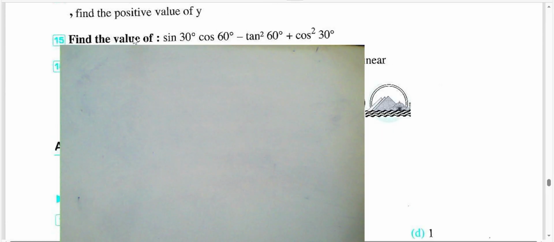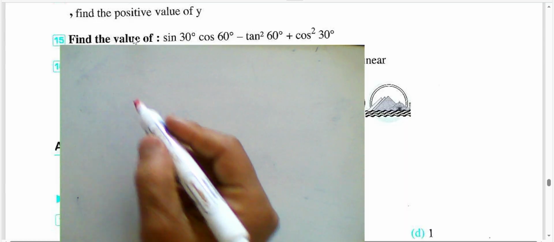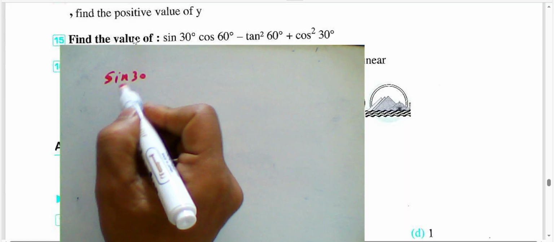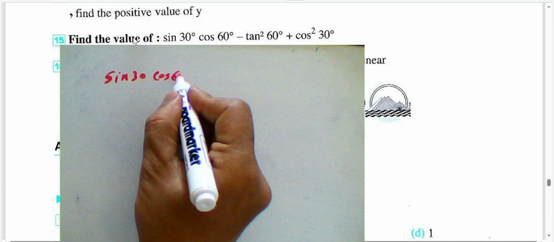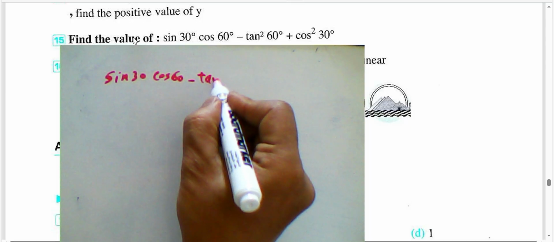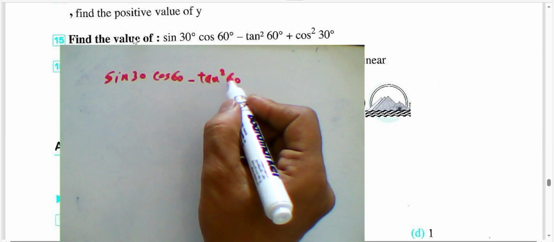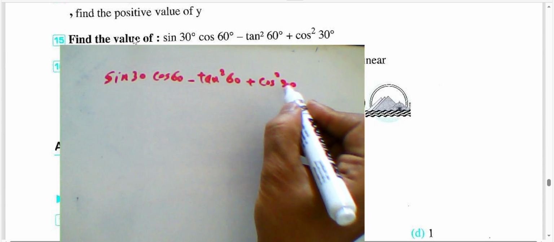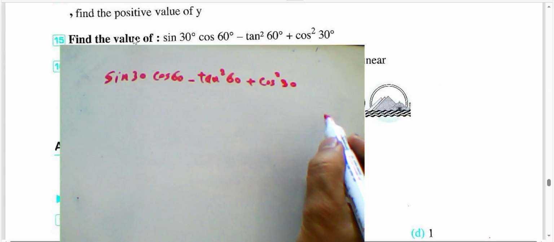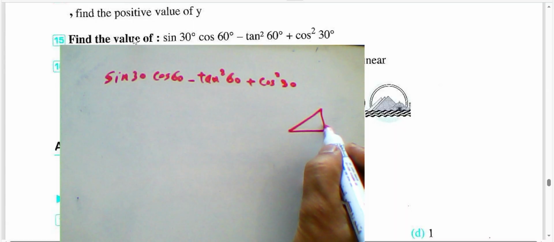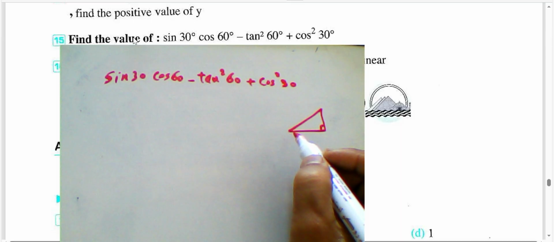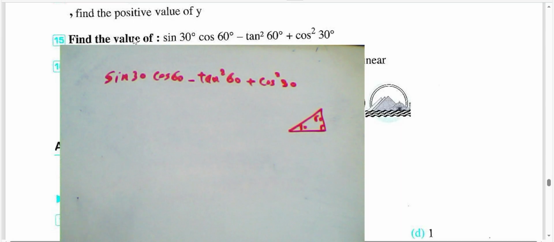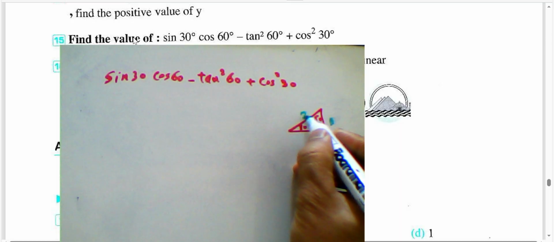Next question. Find the value of this expression without using a calculator: sin 30 product by cosine 60, subtract by tan 60 power 2, plus cosine 30 power 2. We can solve the example by drawing two triangles, or one triangle only, because we haven't an isosceles triangle. We have 30, 60. Look with me. We have here 1, here 2, and here root 3.